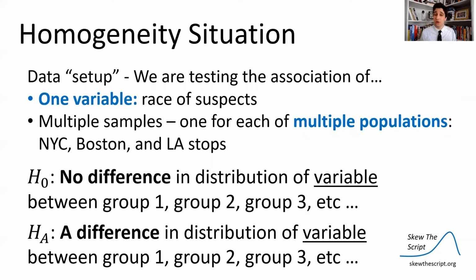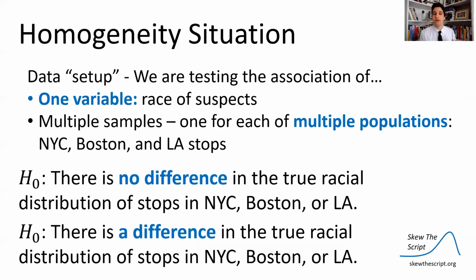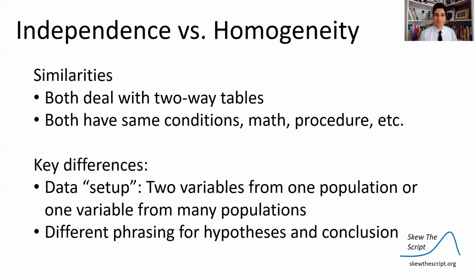The way we write the null and alternative hypotheses here is that there's no difference in the distribution of that variable between groups 1, 2, and 3 of our samples, and there is a difference in the alternative. In this case, that would be there's no difference in the true racial distribution of stops in New York City, Boston, or LA, or alternatively, there is a difference in the true racial distribution of stops in New York City, Boston, or LA.